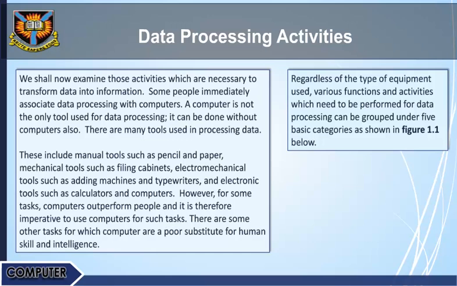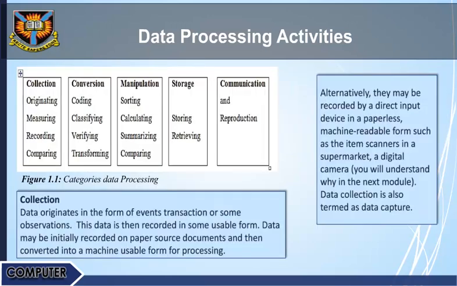However, for some tasks, computers outperform people, and it is therefore imperative to use computers for such tasks. There are some other tasks for which computers are a poor substitute for human skill and intelligence. Regardless of the type of equipment used, various functions and activities which need to be performed for data processing can be grouped under 5 basic categories as shown in Figure 1.1 below.